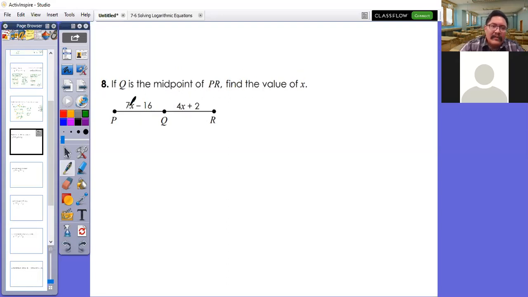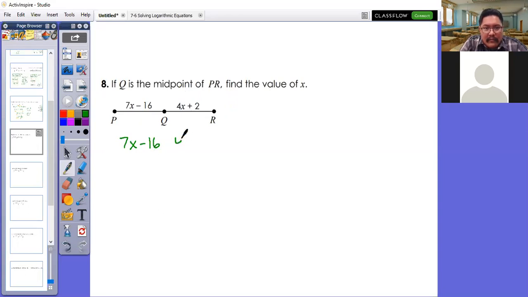So what can we put in for x to make this side equal to that side? Because remember, when you bisect it, that cuts it directly in half, and that means both sides would be the exact same size. Now, we don't know the full length of the entire segment, but that's okay. We don't need to know that.